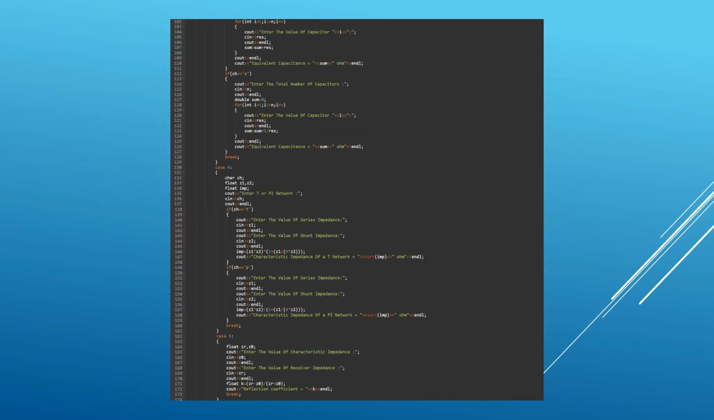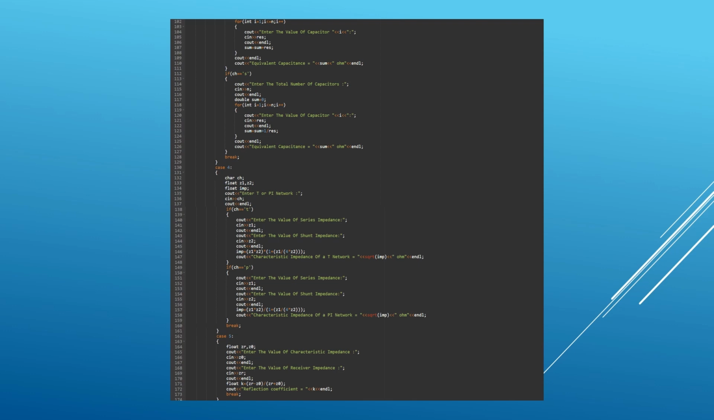Now, in case 4, we are going to calculate the characteristic impedance of T or pi network. First of all, we are going to confirm whether it is a T or pi network. If the user enters T, then it is a T network, or else it is a pi network, and we are asking for values such as series impedance Z1 and shunt impedance Z2. Based on the data given by the user, we apply the characteristic impedance formula and produce the expected output.